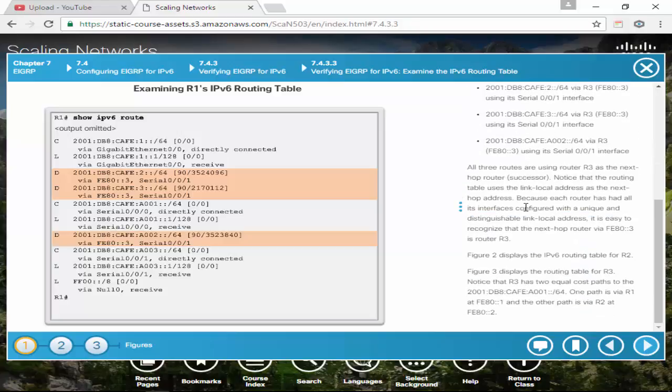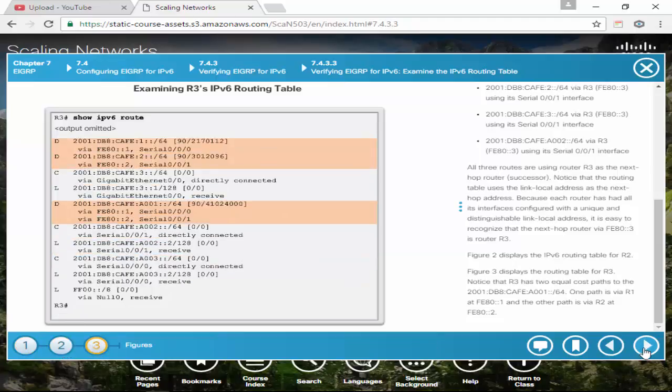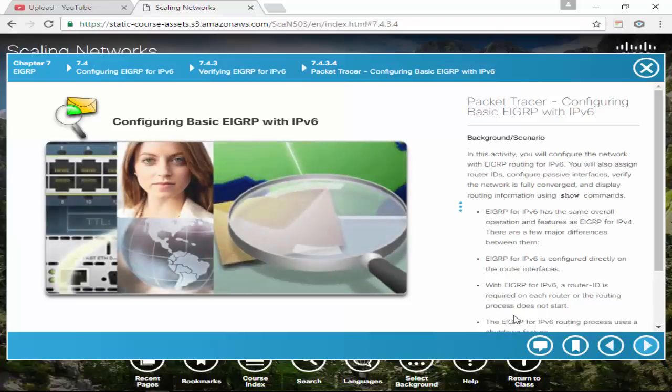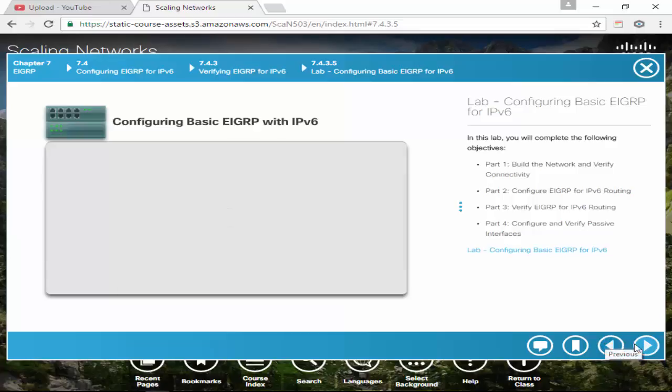What can we use to verify? Well, we probably use show IPv6 route, just like we use show IP route. And then my other would be show IPv6 or IP, depending on what version you're using, EIGRP topology and neighbors. Those are probably the primary, and then we might have to debug if we don't do that.